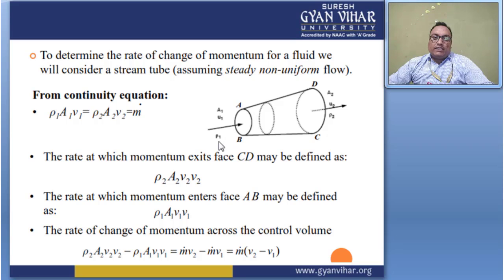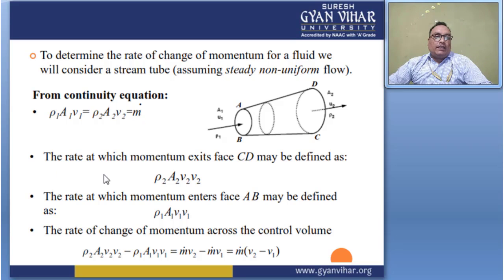Rho 1 is the density at section 1, u1 is the velocity at section 1, and a1 is the area of section 1. Similarly, these properties belong to the CD section. Here rho 2 is the density at section 2, u2 is the velocity at section 2, and a2 is the area of section 2. Then the continuity equation gives rho 1 a1 v1 equal to rho 2 a2 v2, and this is the m dot, right?